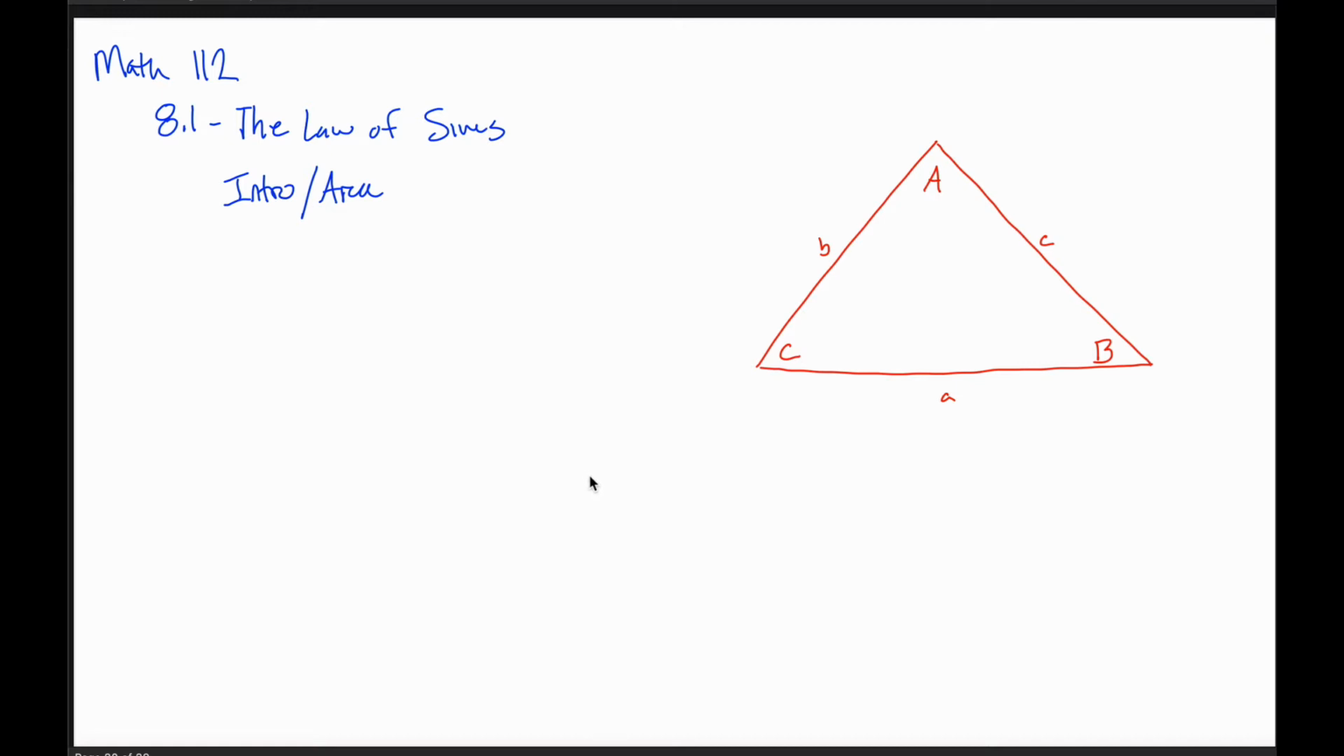The first way we'll be able to talk about these non-right triangles is using this thing called the law of sines. And the law of sines comes from kind of an interesting place. It comes from a formula that deals with the area of a triangle, which is something we haven't seen at all. So a couple things.